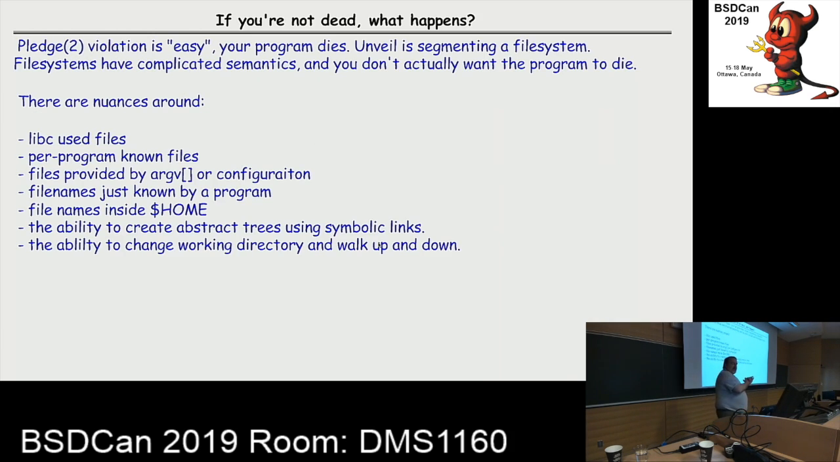So, and this comes down to, if it's not dead, what happens? As I mentioned, there's a lot of nuances around libc files, per program known files. If you provide something by argv or configuration, you have to worry about file names just hard-coded into programs when unveiling. You have to worry about, well, do I want file names inside home? And then you get into the fun part of, well, symbolic links get followed. And if I make a symbolic link, what happens? Okay, how do I traverse symbolic links and end up somewhere I want to be? And as well, the ability to change working directory and walk up and down the tree. So it's the difference between opening home/beck/downloads, or if I'm in home/beck, opening dot dot, dot dot, dot dot, beck/downloads, et cetera, et cetera. Walking up and down with dot dot is fun and entertaining to deal with. And we have to keep track of these and account for them in the kernel.